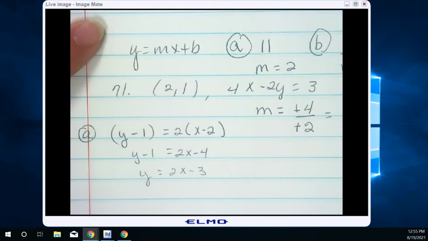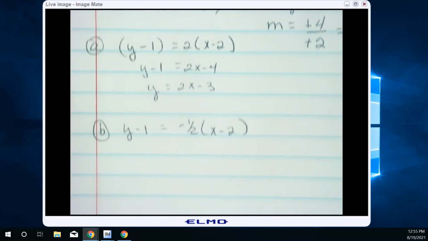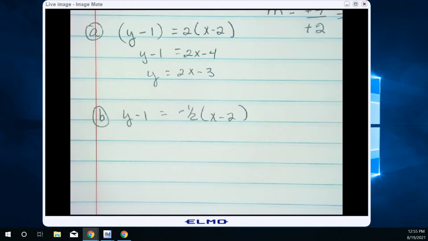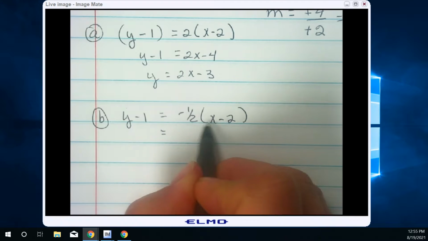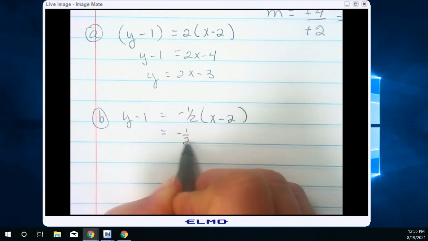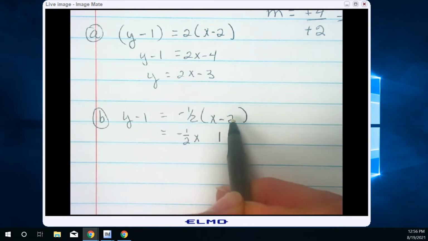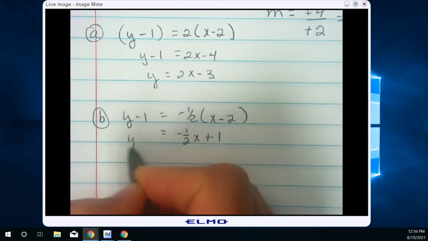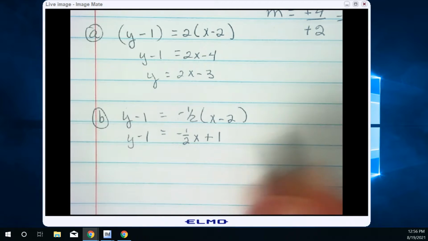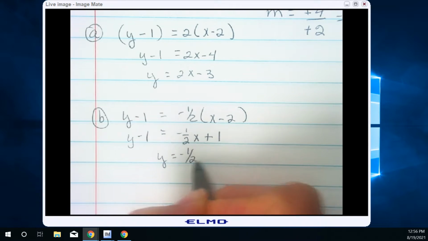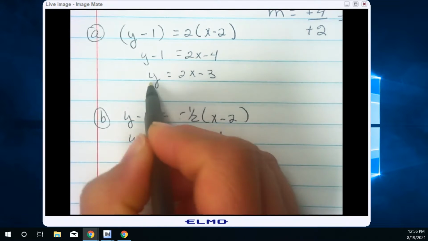Good. Okay, I'm going to do it again. This time I need perpendicular. Y minus 1 equals negative 1/2 times x minus 2. Distribute. Half of 1 is 1. Half of 2 is 1. Negative times negative is a positive. Add 1. And done.